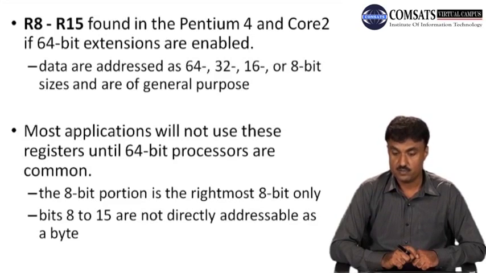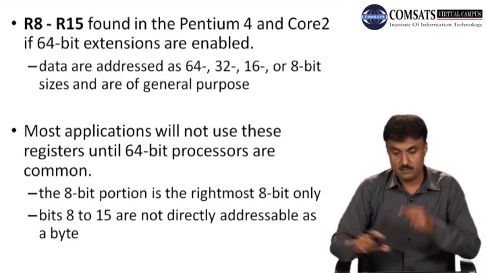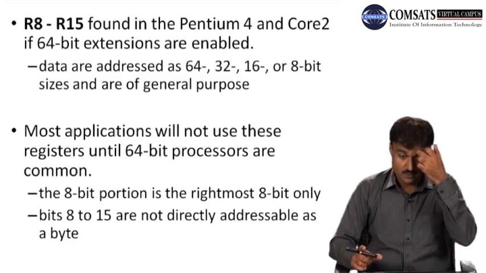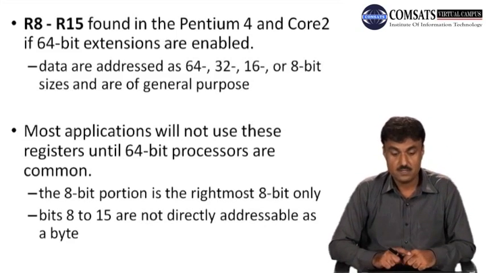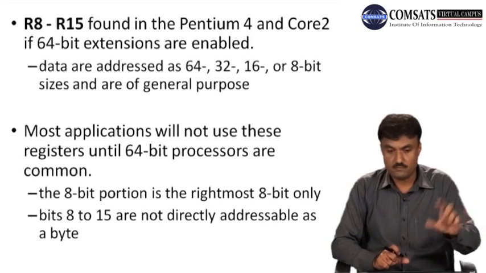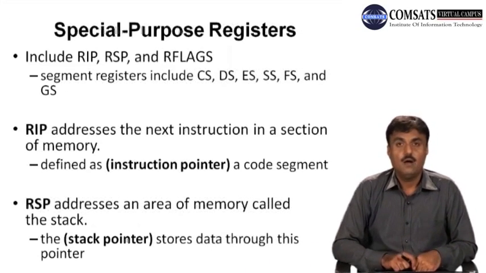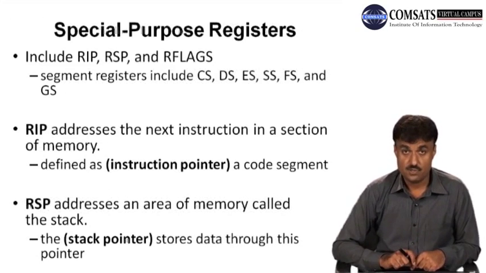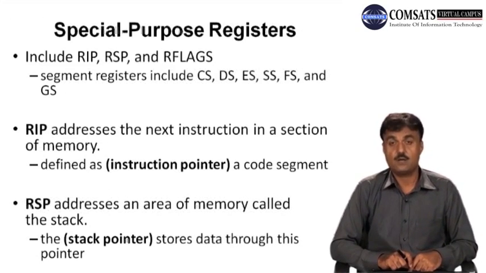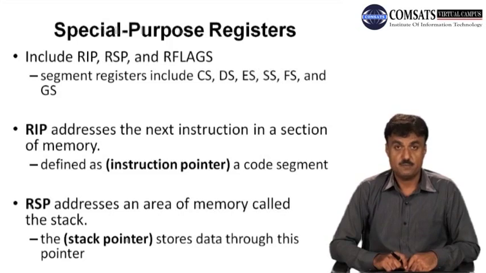The 8-bit portion is the rightmost 8 bits only. So we can use the 8-bit portion, from the 0 to the 7th bit. Bits 8 to 15 are not directly addressable as a byte. So we cannot use them as a separate byte for all these R8 to R15 registers. That was the discussion about the general purpose registers, and now we are going to move towards the special purpose registers.